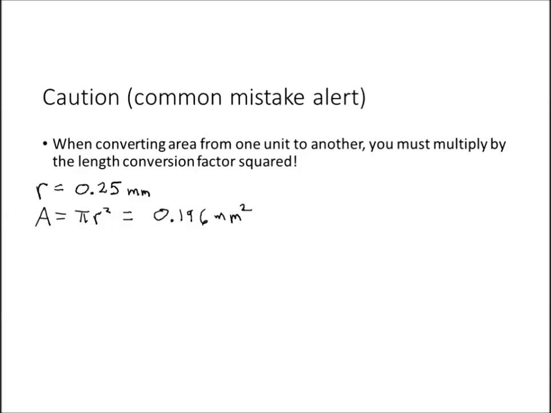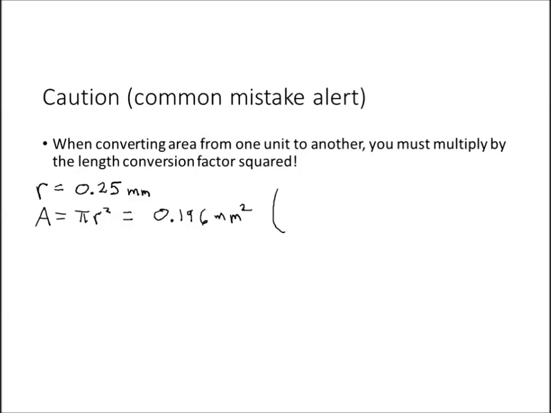But in some problems, you may be given the area, and the area might be given in a unit other than square meters. For example, what if the example had been that the area of the point of the nail is 0.196 square millimeters? Then we would have to convert from square millimeters to square meters. But it's not exactly the same thing as converting from millimeters to meters.